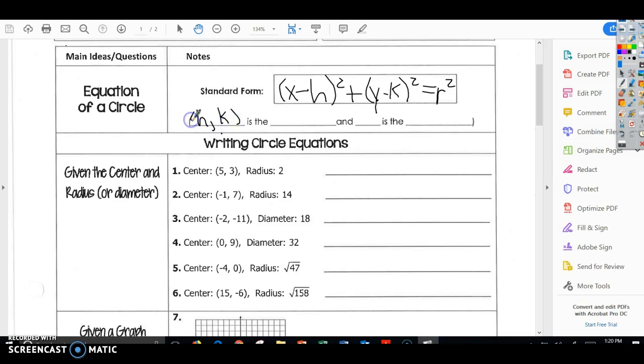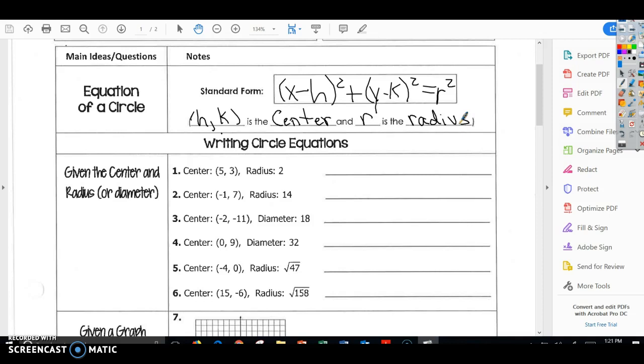Alright, h and k is the center of my circle. Okay, so you have the center, and then you have r, which is your radius. Alright, so equation of a circle: (x minus h) squared plus (y minus k) squared equals r squared. Write an equation of a circle.